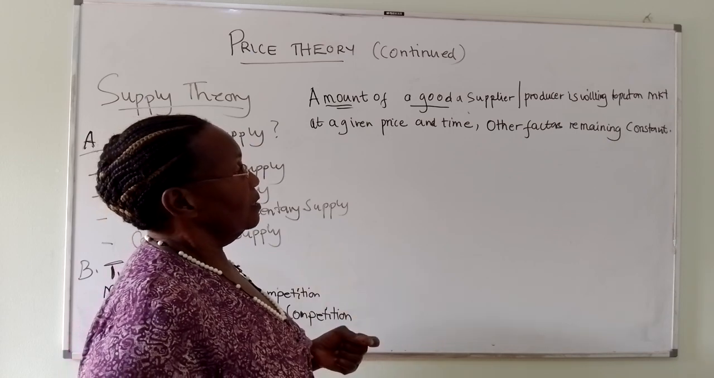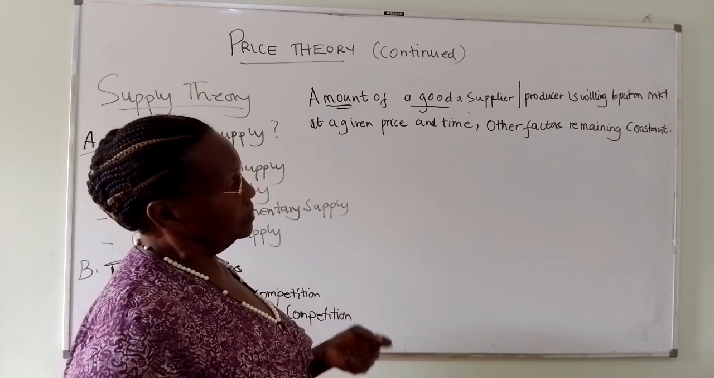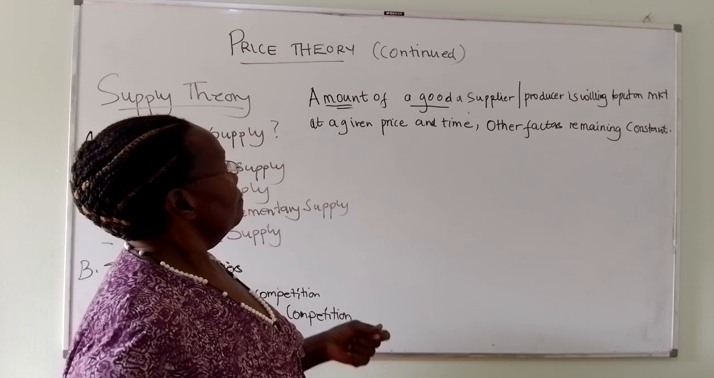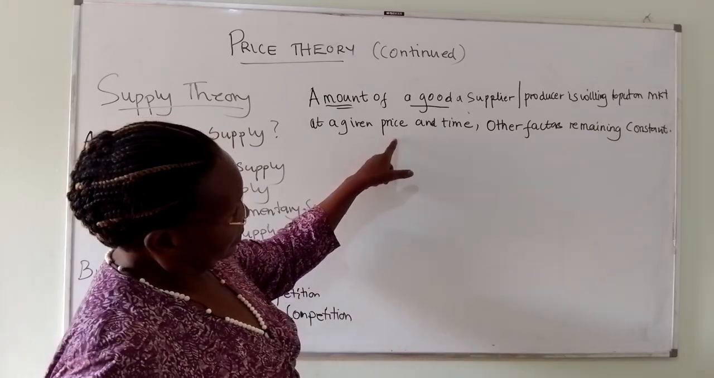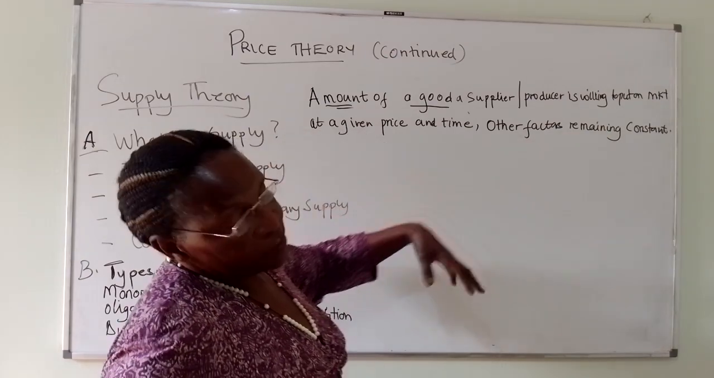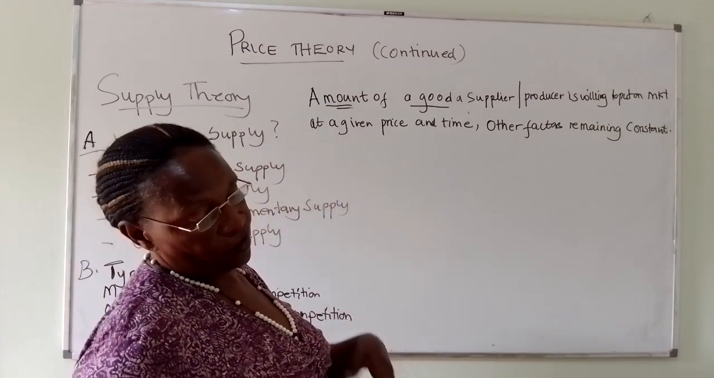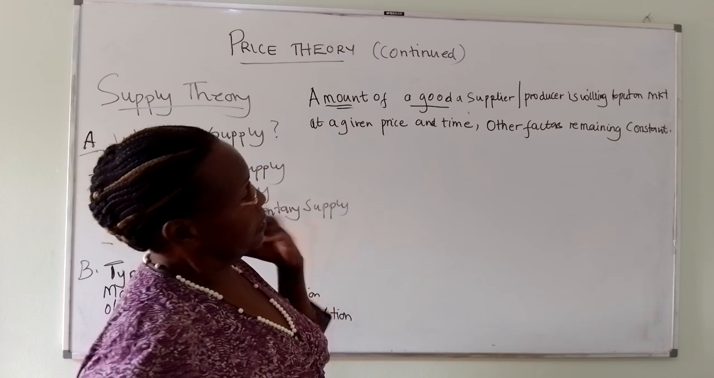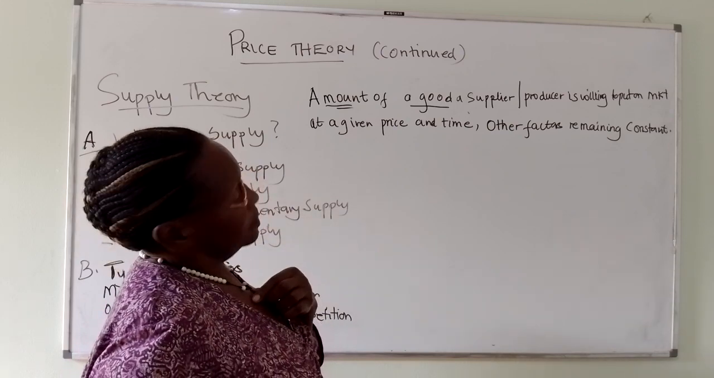It doesn't mean that there are no other factors which influence the supply of the commodity, but we focus on price first, and we say that other factors, we are keeping them constant. And this is for purposes of getting, as we are going to see, our law of supply.